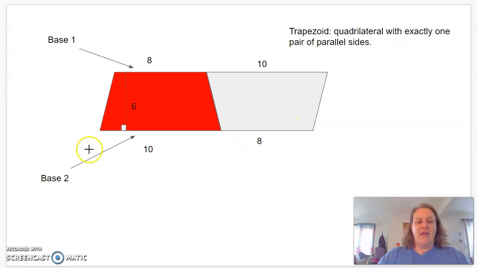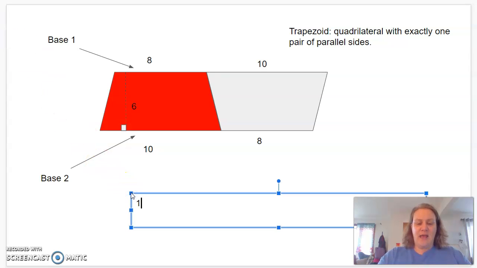We can say that the base is 10 plus 8. So the base in this new parallelogram is going to be 18. And we can see here that the height is 6. So if we take 18 times 6, then we know that our area of this entire giant parallelogram, using your calculator, 18 times 6, is going to be 108, whatever the unit is, squared.